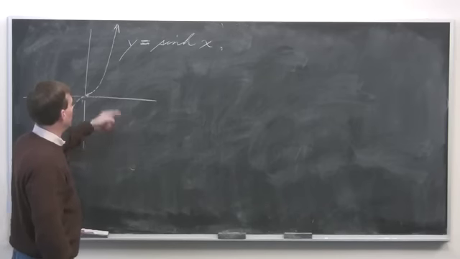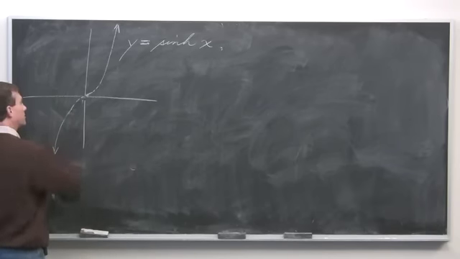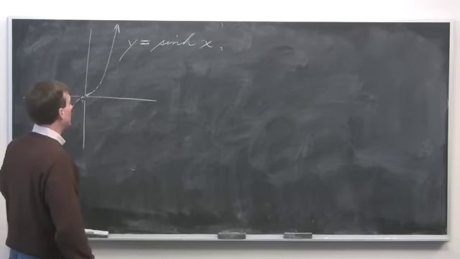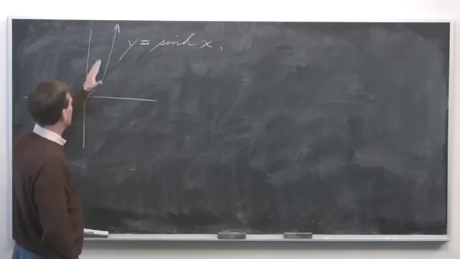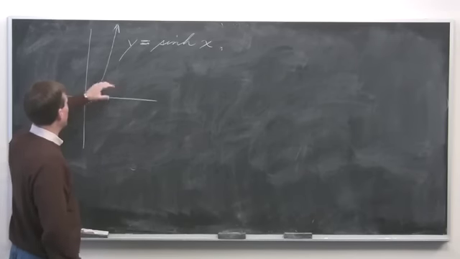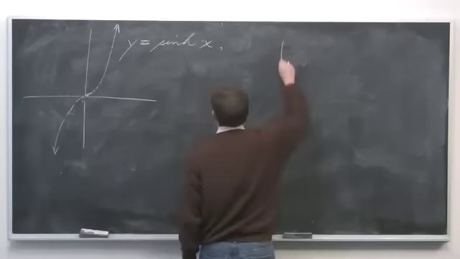As x goes to infinity, hyperbolic sine goes to infinity. As x goes to negative infinity, hyperbolic sine goes to negative infinity. It actually does those things very quickly. The function is always increasing, and it's concave up when x is positive and concave down when x is negative.